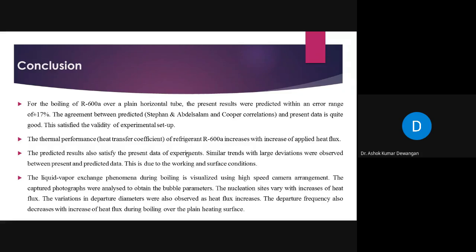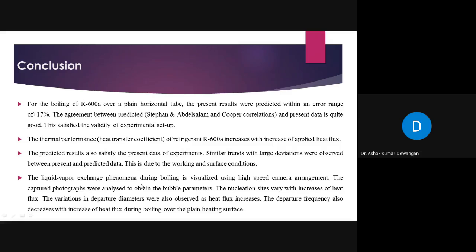And when we observe this boiling phenomenon, the predicted results also satisfy the present experimental data, and some deviation is also observed between the predicted values because of the operating conditions or whatever fluid condition is used.